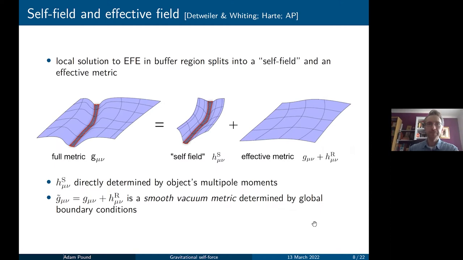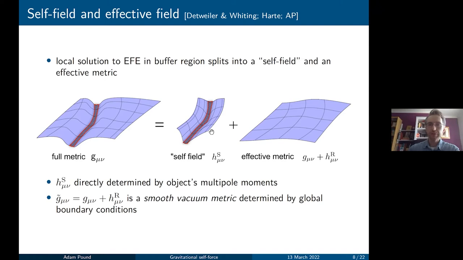Now, really all the action takes place in that buffer region. And the idea is we solve the Einstein equation in the buffer region, and we find this nice clean split of the full metric into two different pieces. So here, this is the body moving through spacetime with time running diagonally upward here. So this is the full metric. This is for a material body, so there's no singularity. If it were a black hole, you'd have a singularity somewhere inside. And we break that up into two pieces.